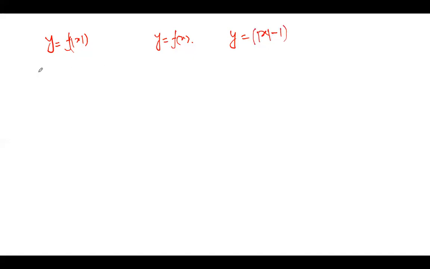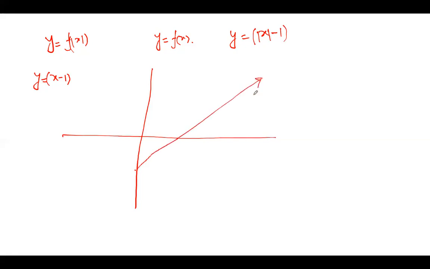First we draw the graph of y is equal to x minus 1 in the positive direction only. At x is equal to 1, y will be 0, and at x is equal to 0, y is equal to minus 1. That is a point. For x greater than or equal to 0, this is the graph. Now, this is the graph of y is equal to x minus 1. Now we have to draw the graph for mod x minus 1.